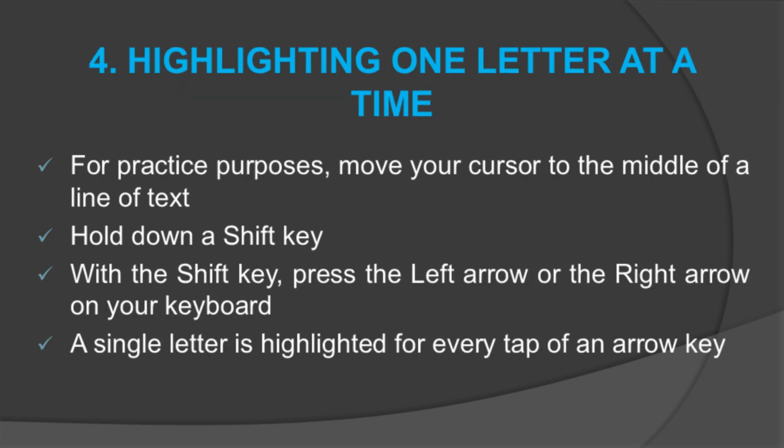Highlighting one letter at a time. For practice purposes, move your cursor to the middle of a line of text. Hold down a Shift key. With the Shift key held down, press the left arrow or the right arrow on your keyboard. A single letter is highlighted for every tap of an arrow key.